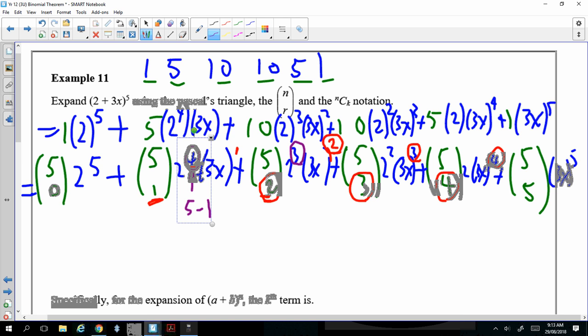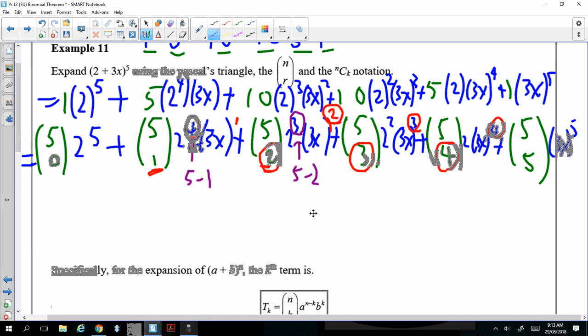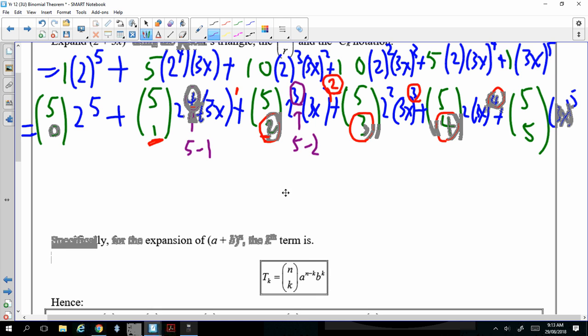Right? So now we have a formula that calculates any term. So in general, if I want to expand a plus b to the power n, it's going to be nCk as we expect for the coefficient, but the power of a is n minus k. Like we did there, right? 5 minus 1, 5 minus k. And this one is the same as this one, k and k. So that's the formula I want you to remember.